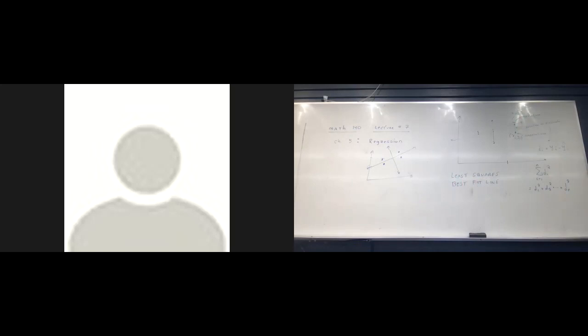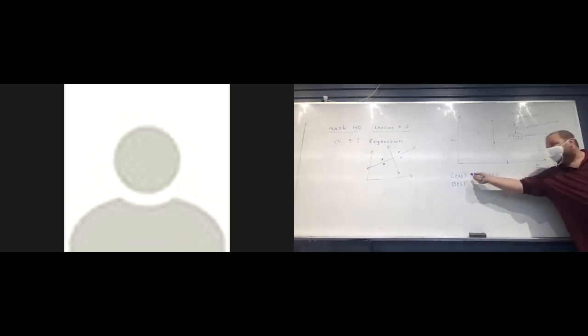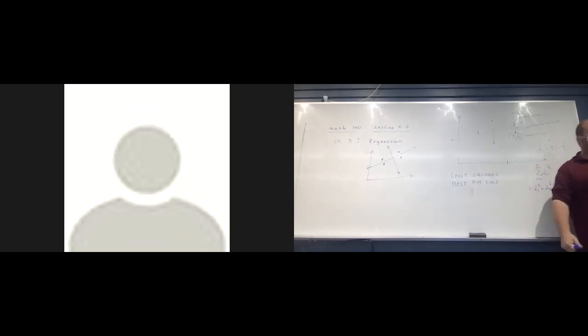Do we understand why it's called the least squares best fit line? Because how does it best fit the data? By making the sum of the squares as small as possible.